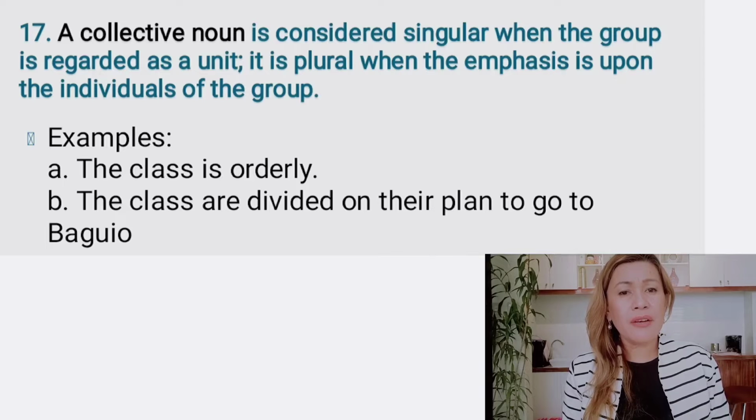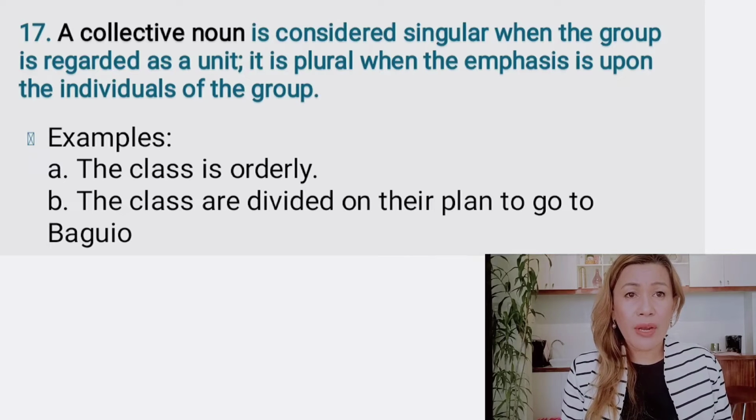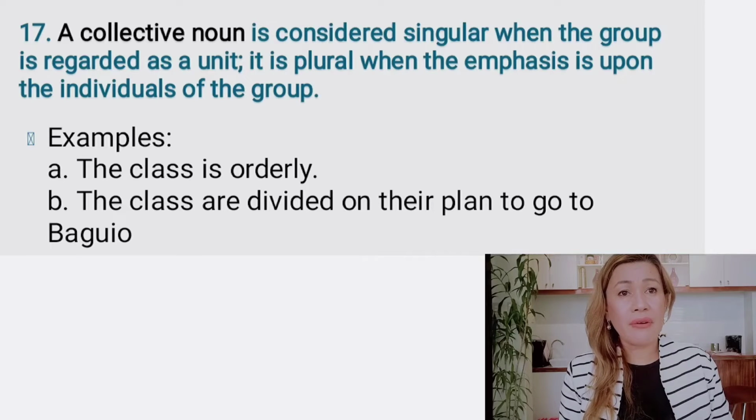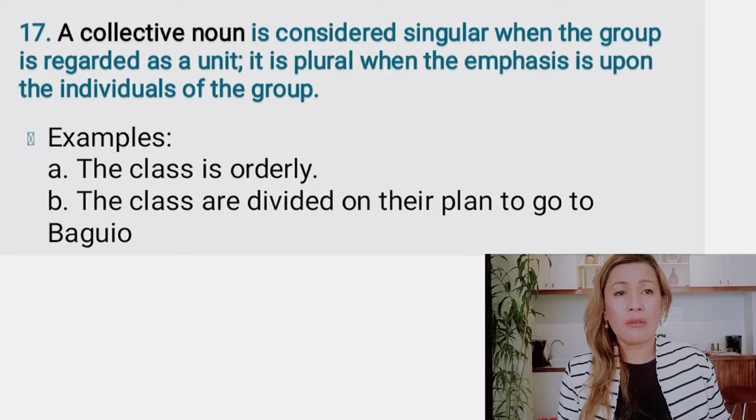First, let's understand what a collective noun is. What is an example of a collective noun? Family is one example of a collective noun. Another is class, army, group, school, flock. So these are nouns which are referring to groups.